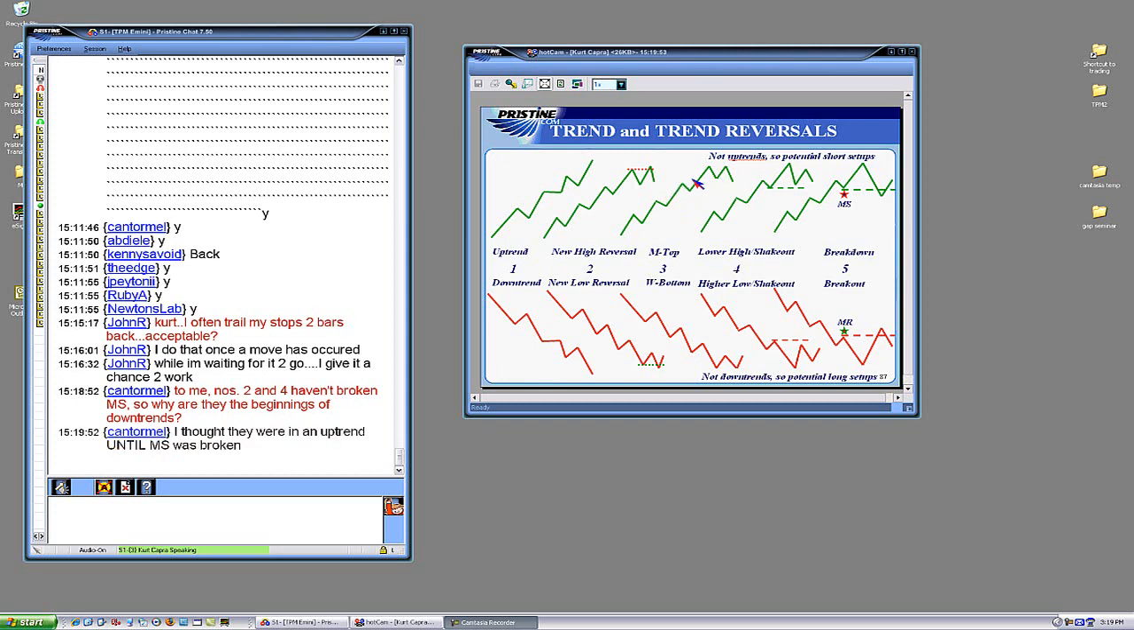But at this point, with examples 2 through 4, we'll just say that the trend has now become neutral. We need more information before we can really determine or say with any confidence whether the uptrend is going to continue or if this is going to start a new downtrend.